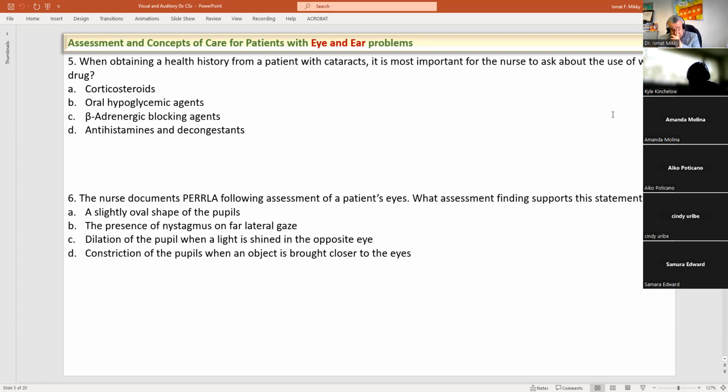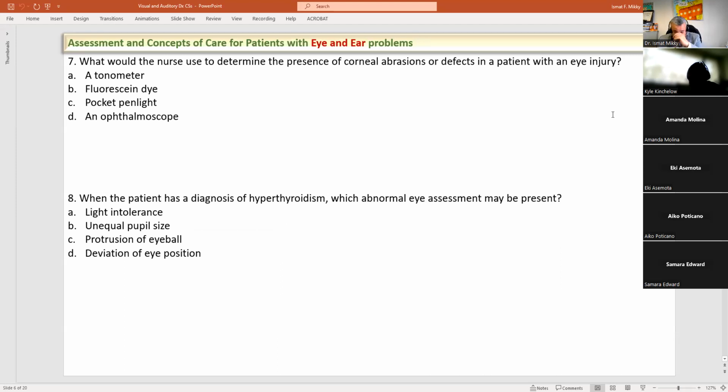Number 6. The nurse documents parallel following an assessment of a patient's eyes. What assessment findings support this statement? Constriction of the pupil when an object is brought closer to the eyes. Right. All right, 7. Yeah, 7 is B.